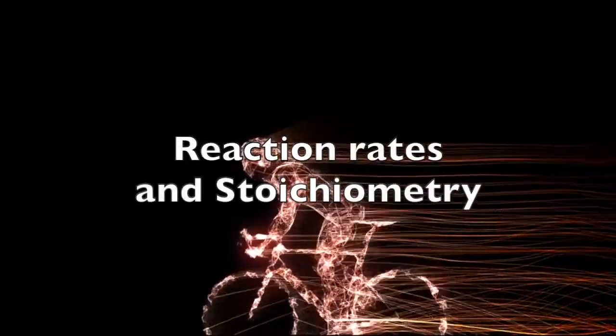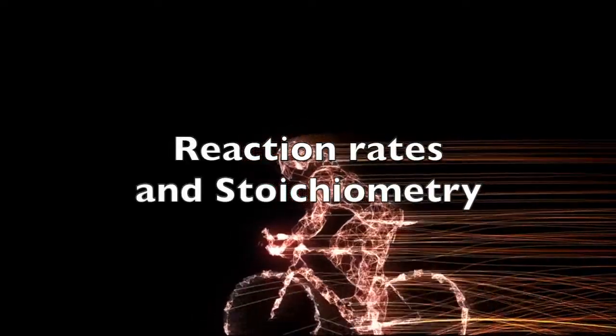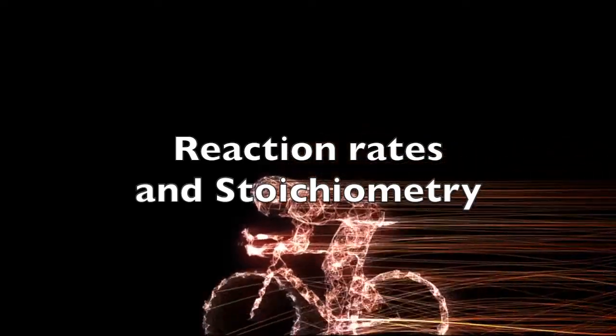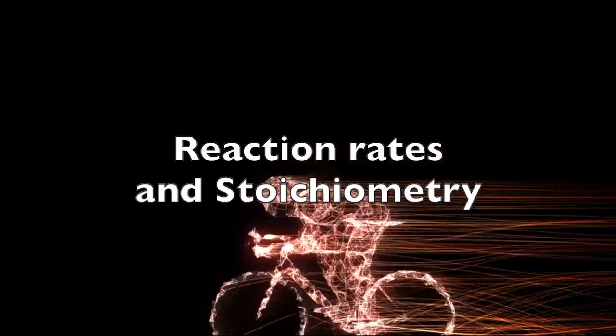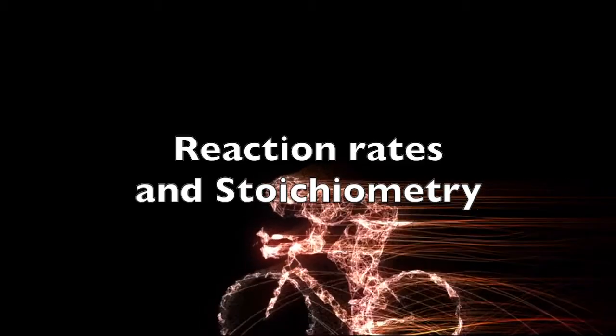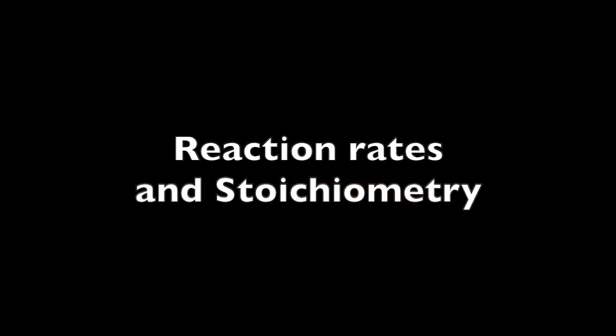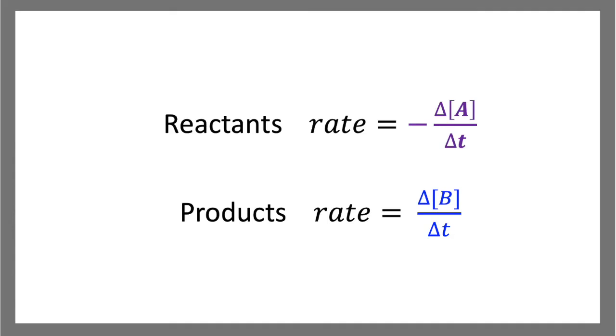Today we're going to talk about reaction rates and in particular how the stoichiometry of an equation can help you relate the rates of appearance and disappearance of the various species in a chemical reaction. Recall that when we're talking about the rates of a chemical reaction, we can look at these in terms of the change in the concentration of products or reactants over time.